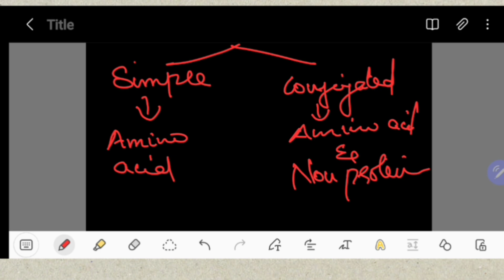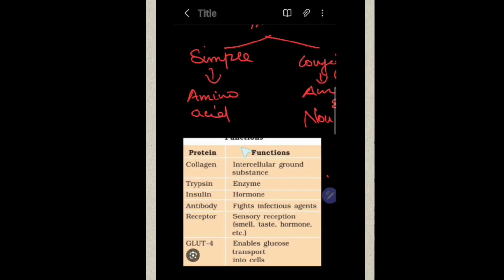Okay, and some proteins and their functions. That is another topic, the last topic for part 1. There are some proteins and their functions. So you see, the protein is collagen, and its function is that it is an intracellular ground substance. Collagen, not glycogen. Collagen is the most abundant animal protein. We have studied it. So it forms intracellular ground substance.